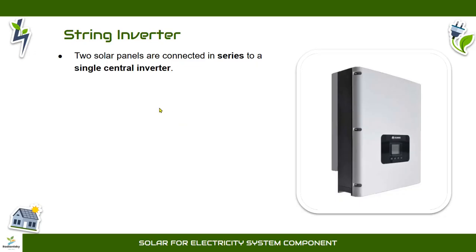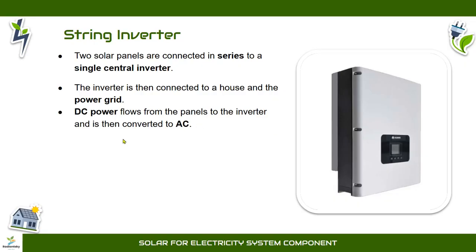So how does this work? You connect solar panels in series to a single central inverter. The inverter is then connected to a house and the power grid. So the power this inverter is generating can supply the house or your power grid, your utility grid. The DC flows from the panel to the inverter and then is converted to AC. That is how this works. Areas with consistent sunlight and minimal shading, that is where this works very well. That is where you can use this kind of inverter.